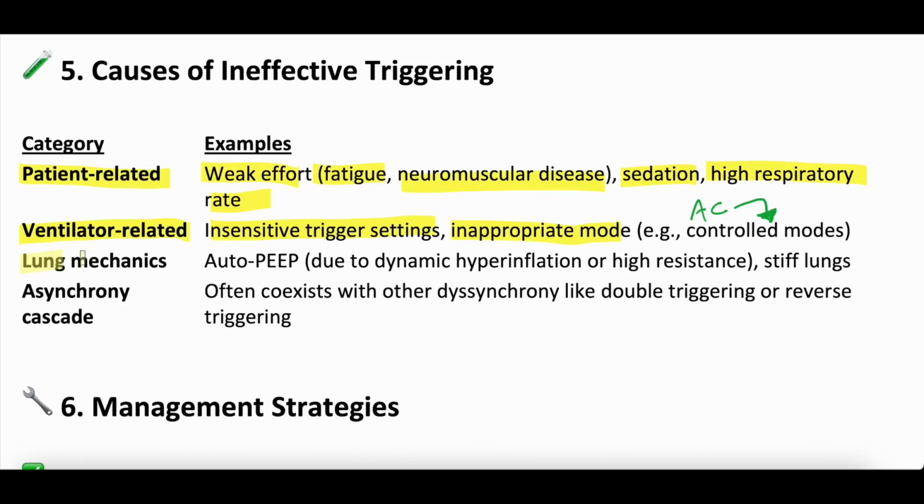Lung mechanics, such as Auto-PEEP, creating that intrinsic PEEP, which then leads to patients' inability to overcome that intrinsic PEEP to get a breath triggered.